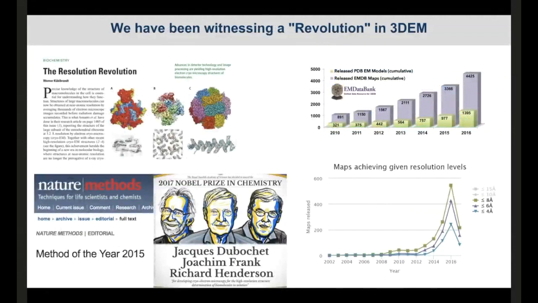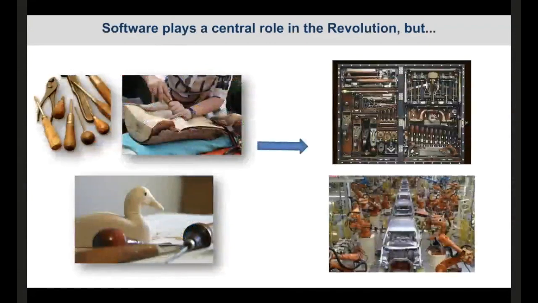So for the second part, as you know, we have been talking about or witnessing this revolution in Cryo-EM. I'm not going to repeat the talk about the increased number of maps or the improvement in the resolution. And then last year we had the Nobel Prize for three of the pioneers in the field. But I want to look at this revolution from the software perspective. So what are the challenges and the change in requirements that this revolution has imposed?